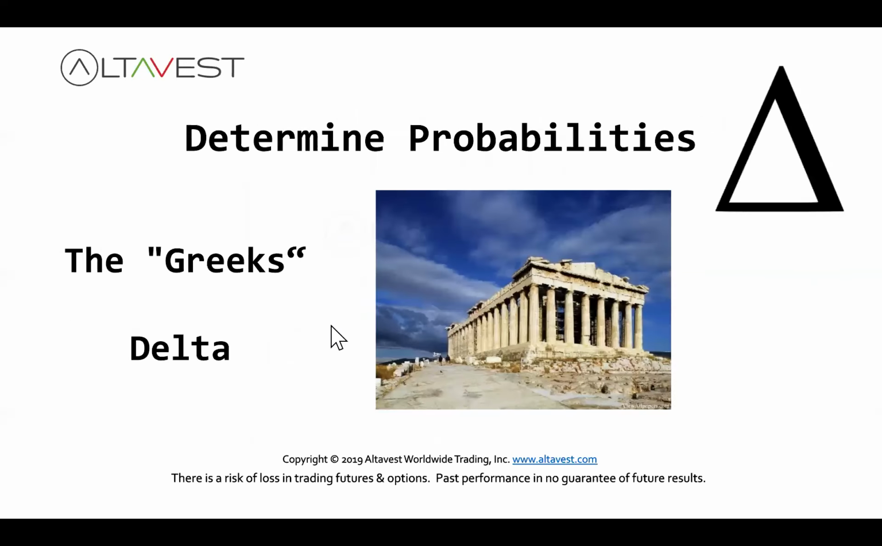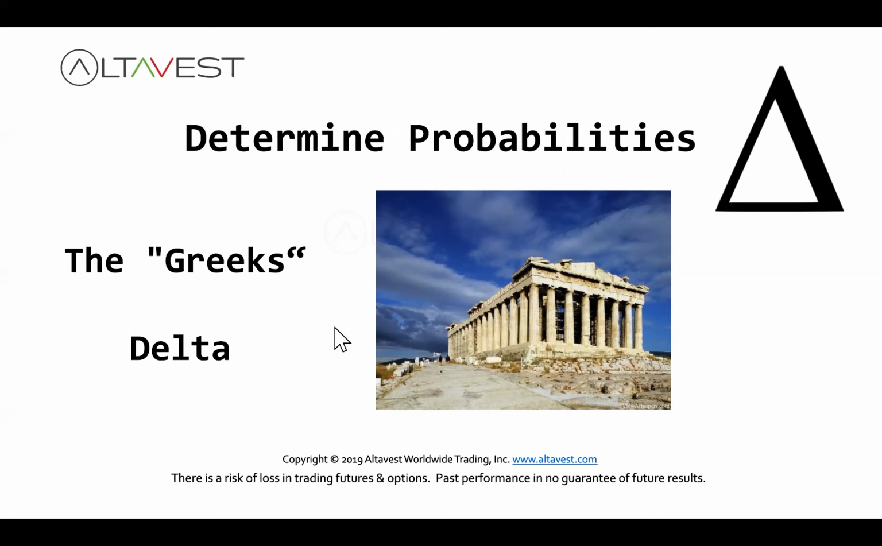But first, let's look at 2 of the Greeks. And if it's all Greek to you, don't worry, it's simple. We're not going to go into all these second and third order Greeks and talk about Rho and Vega and all this stuff.